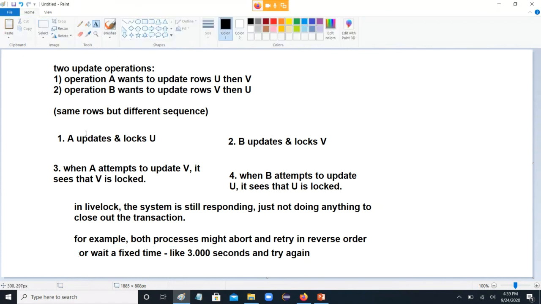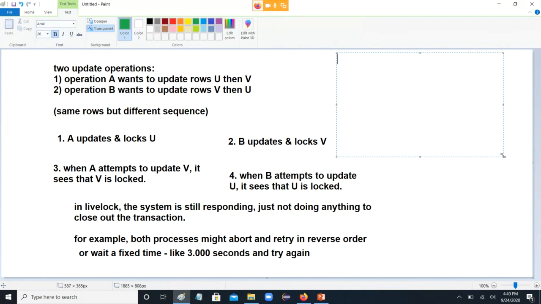Well, what would happen then if this process happens, right? They both identify that the other record is locked. They both give up, come back in exactly 3 seconds. Well, the same thing is going to happen, because just as A is locking U, B is going to be locking V, and the same problem is going to happen, right? So Livelock is really very comparable.